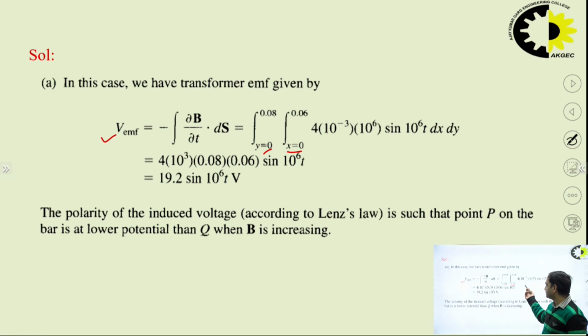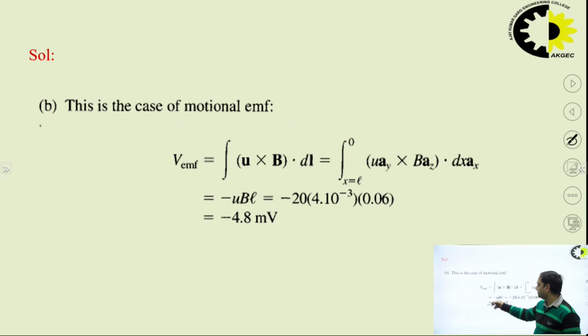Simply put the values, and I assume that you are all very familiar with the integration. Please try to solve it yourself, then things will be easy. Second point: V_EMF equals (u × B) · dl. U is given, B is given, so simply put the values. The range for that is L to 0. Just put it in and you will get the answer. The length and everything is given in the question: uBL, that is 4.8 millivolt.